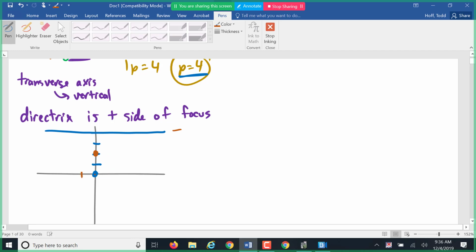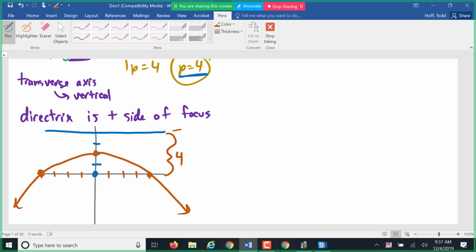If we move this way on the axis next to the focus, we know that every point on that axis is 4 units from the directrix. So we have to go 4 units to each side of the focus to get a point on that parabola. And there we have the basics of our parabola. Those would be the only 3 points I would require you to have on a graph to graph that.